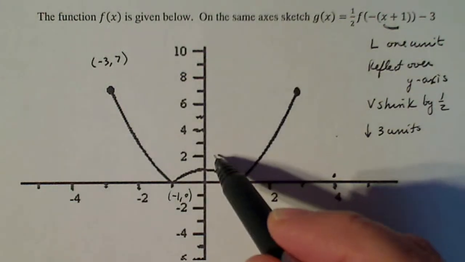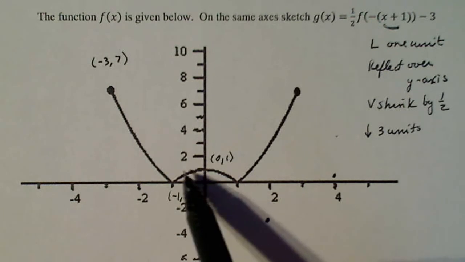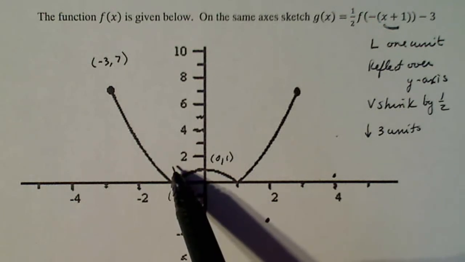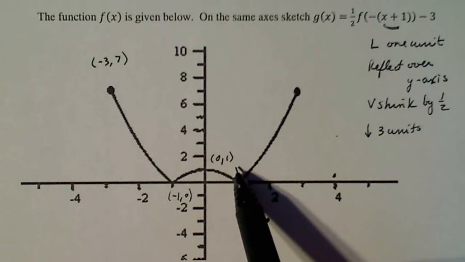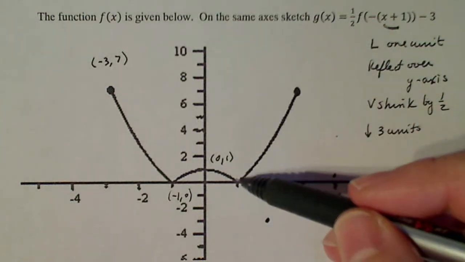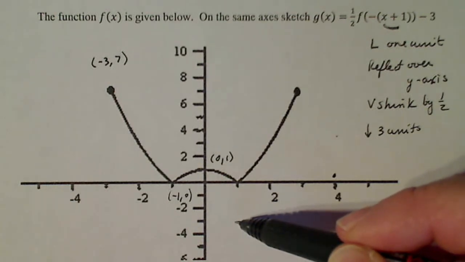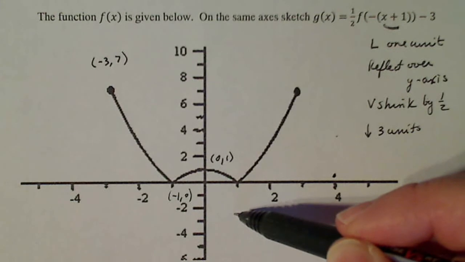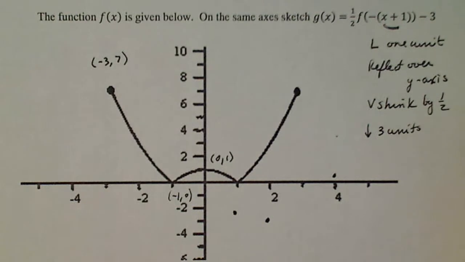This point right here is 0, 1. So I'm going to move it to the left 1 unit. So it's at -1, 1. I'm going to reflect it over the axis. So that's going to be at 1, 1. I'm going to do a vertical shrink by 1/2. So if I'm at 1 now, I'm going to go down to 1/2. And then I have to go down 3 units. Now 3 units straight from the axis is right here. But I have to be 1/2 above that, so -2.5. There's my end point for 0, 1.